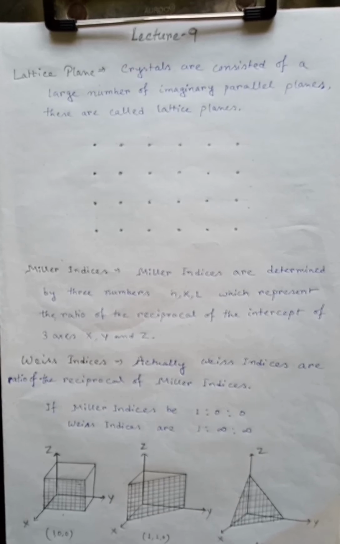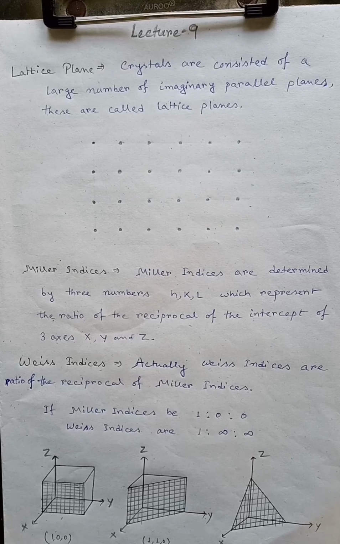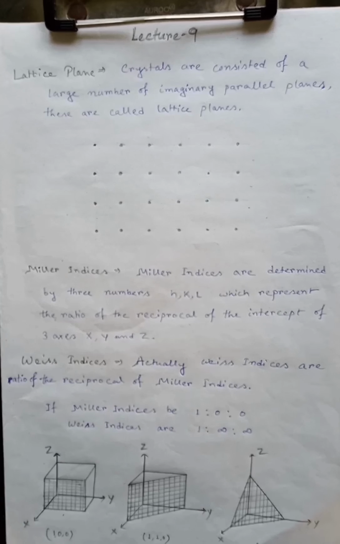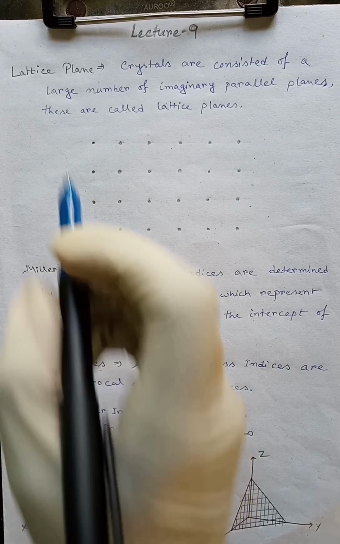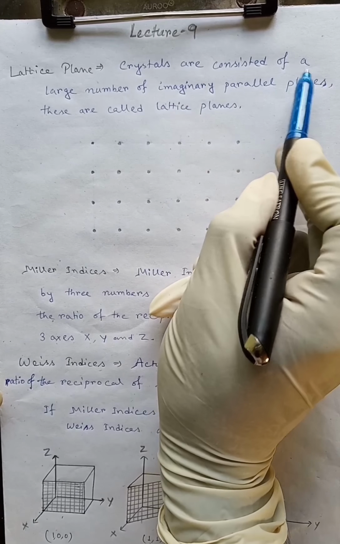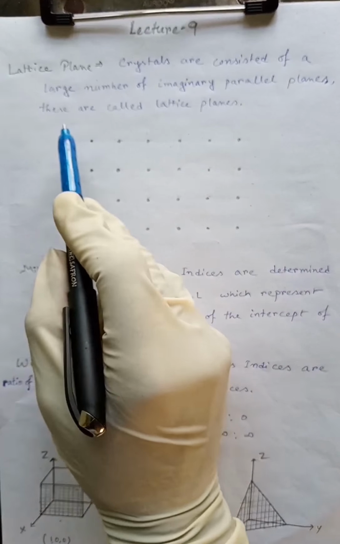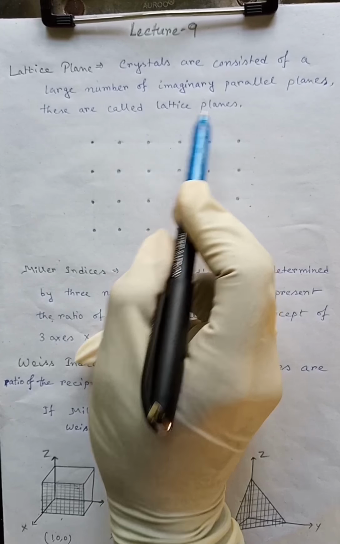Hello friends, in this video we will talk about lattice planes, Miller indices and Weiss indices. So first of all, come to the lattice plane. Crystals are consisted of a large number of imaginary parallel planes. These are called lattice planes.